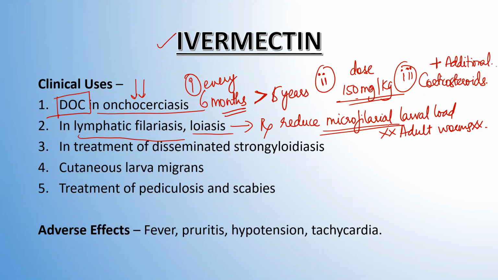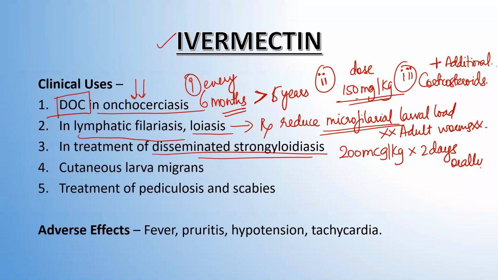Then it is also used in a disease called disseminated strongyloidosis, and it is given in a dose of 200 microgram per kg for 2 days, orally. So these are quite important diseases that you have to study about. Then again, it is also used in cutaneous larva migrans, the ones we have studied before, and it is also used in the effective treatment of pediculosis, which is lice infestation, and scabies. The dose will be the same, which is 200 microgram per kg, single oral dose.